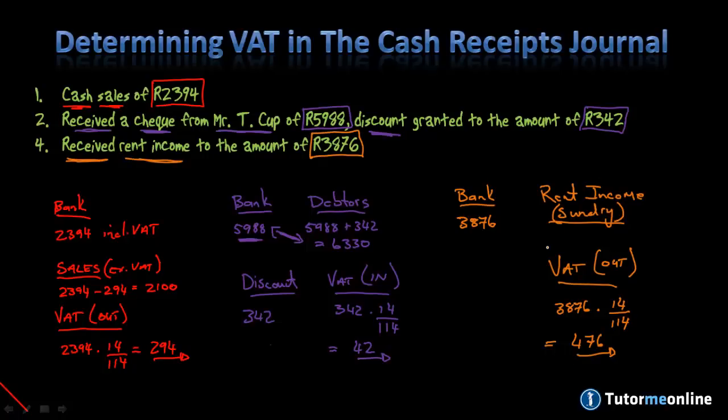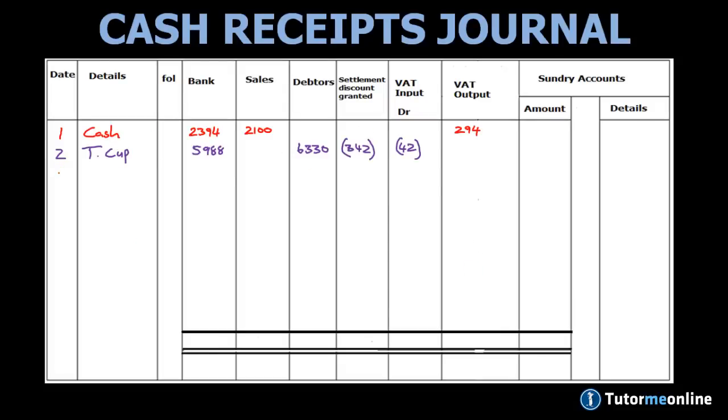Our rent income, the amount that we need to fill in, is of course the amount excluding VAT. So this will be 3876 minus 476. And that then leaves us with the amount of 3,400. So let's write that into our cash receipts journal. The transaction happened on the 4th of the month. This was for rent income. The amount was 3876 that we received into the bank account. Then, because this was a rent income, we'll add this under the sundries account to the amount of 3,400. And then we determined that this was VAT output, and that portion was 476.